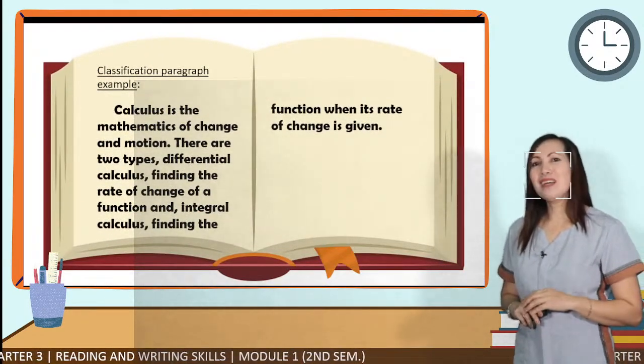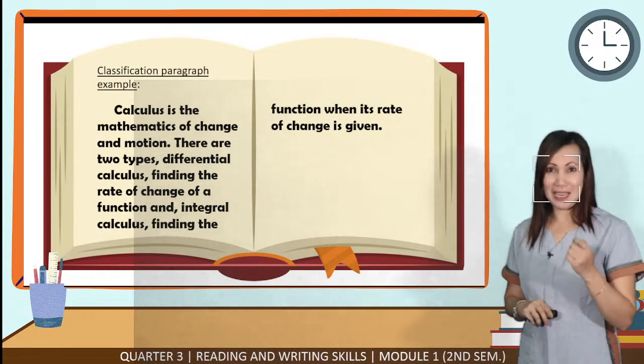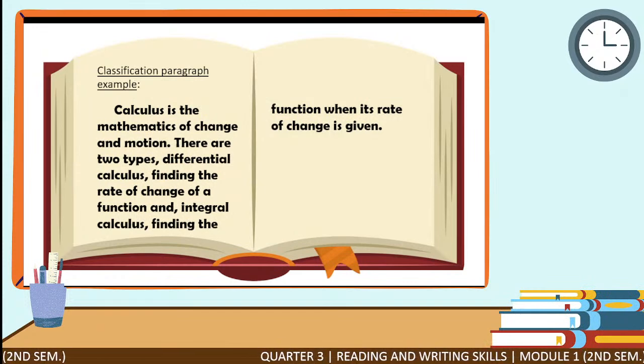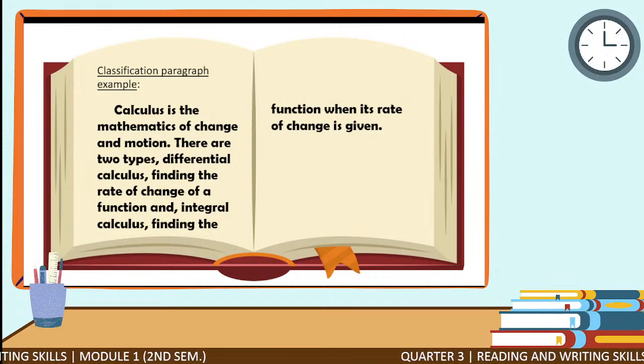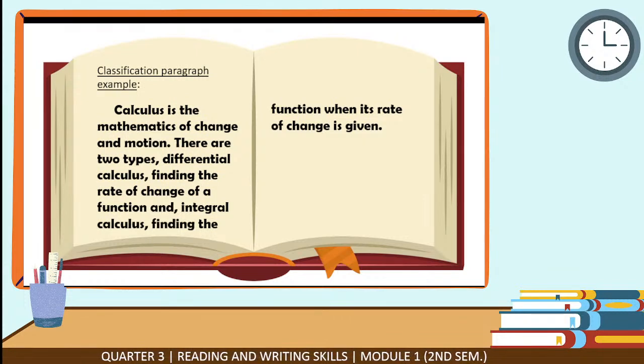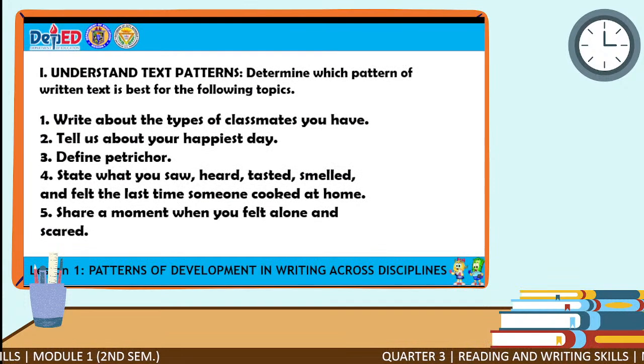This is an example of a classification paragraph. For those who are enrolled in STEM class, I know you know this one. You love calculus, okay? Calculus is the mathematics of change and motion. There are two types, differential calculus, finding the rate of change of a function, and integral calculus, finding the function when its rate of change is given. Since the paragraph is short, there is only one signal word used in this. Can you identify this? Yes, types. Okay? Now you have the hang of it.